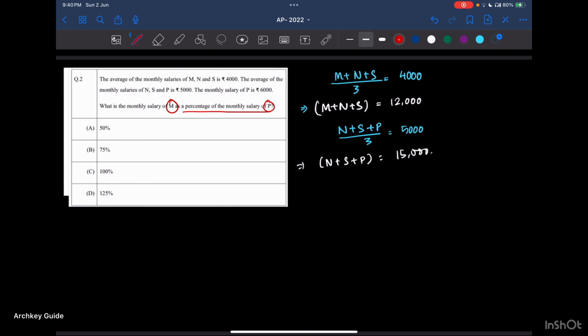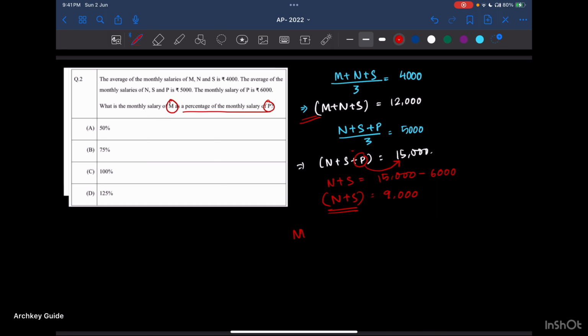Okay. So what I'll do is I have P. So N plus S would be 15,000 minus P because P came from here to here, so plus to minus. Fine. जब वो लेफ्ट से राइट जाएगा तो उसका साइन चेंज हो जाएगा. If it would have been minus, वो प्लस हो जाता. अभी प्लस है तो माइनस हो जाएगा. So minus, what is the salary? 6,000. Hence N plus S would be how much? 9,000.